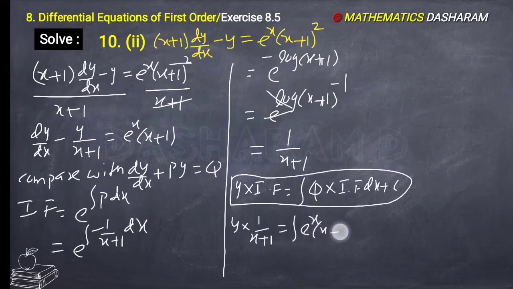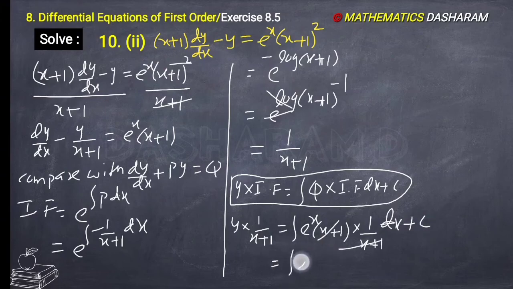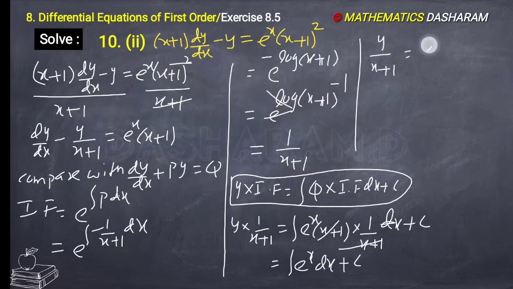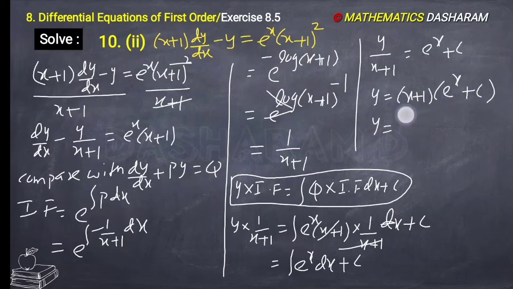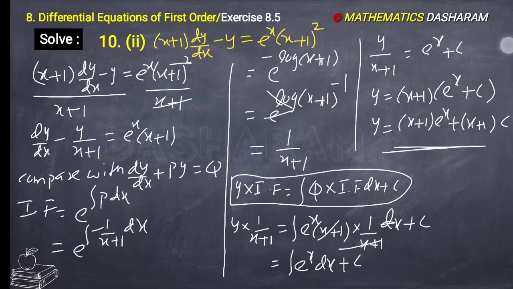into (x+1). So this is the q value, into 1 by (x+1) dx plus c. Here both are cancelled, integration of e to the power of x dx plus c. So then y by (x+1) equals e to the power of x plus c. y equals (x+1) times (e to the power of x plus c), then y equals (x+1) into e to the power of x plus (x+1) into c, which is our required answer.